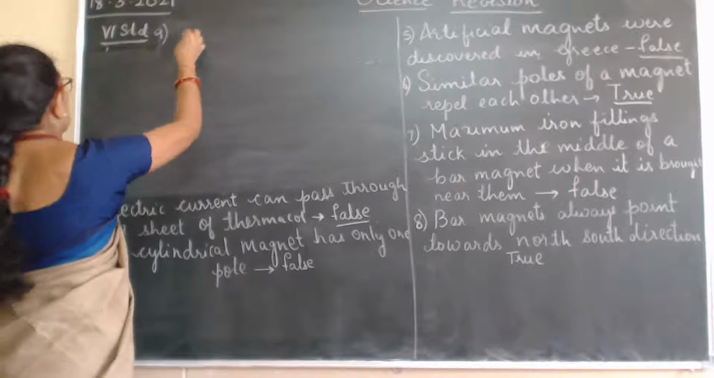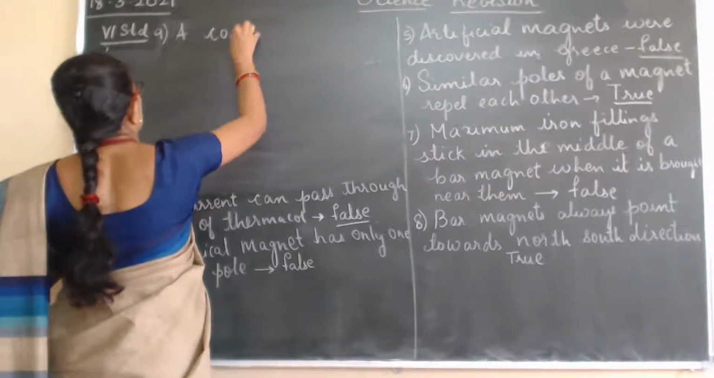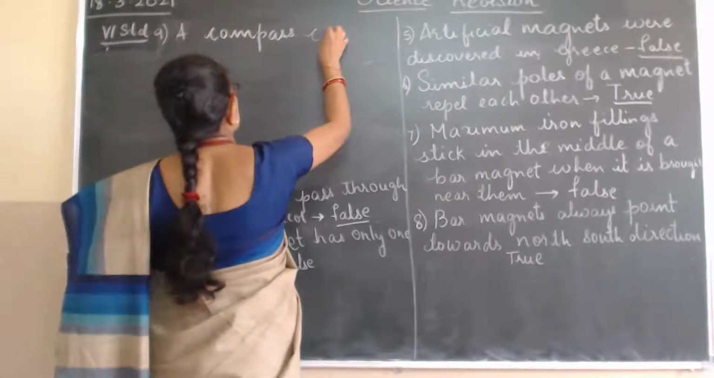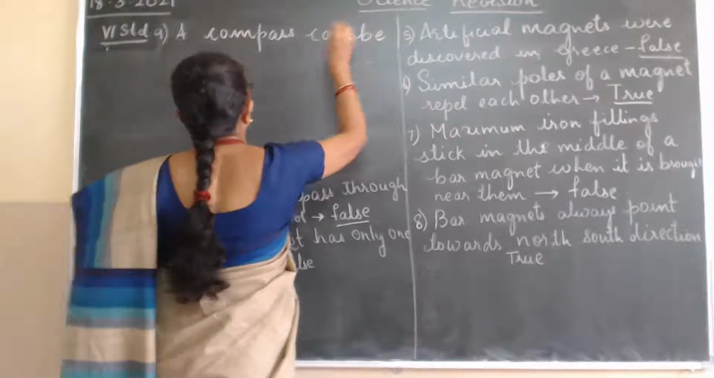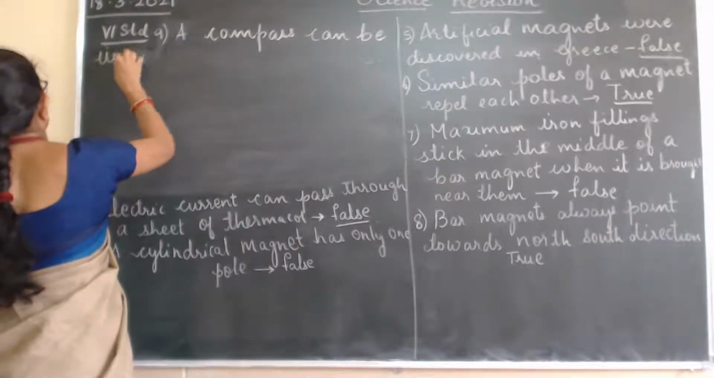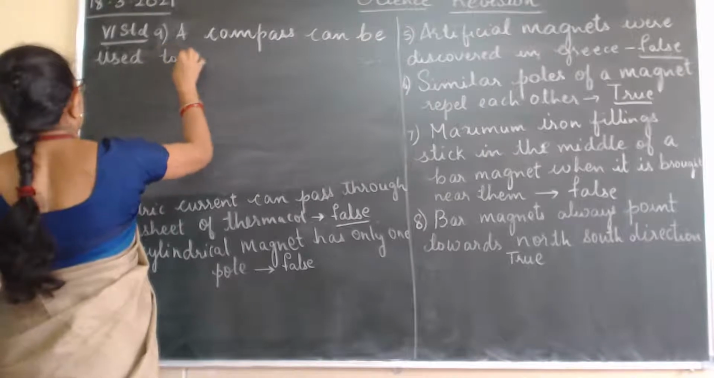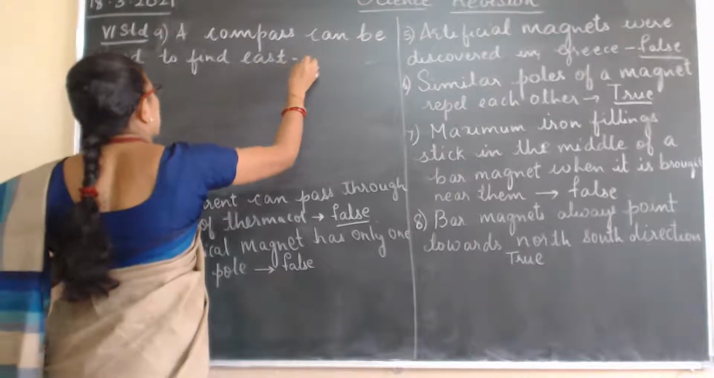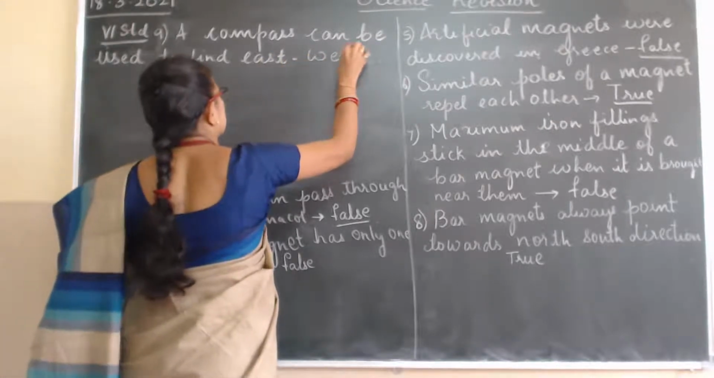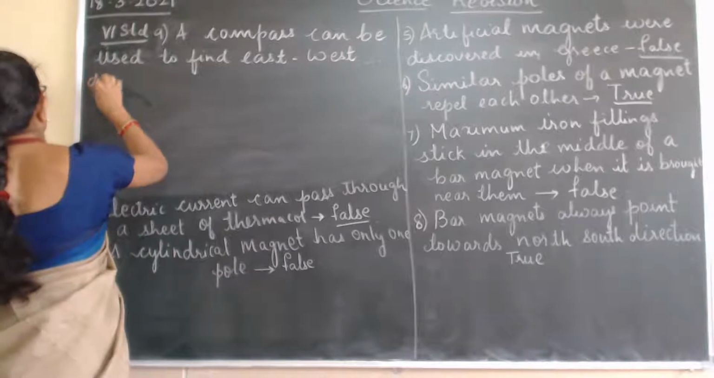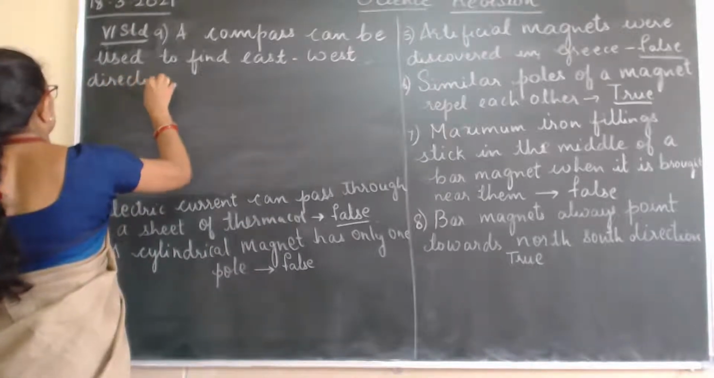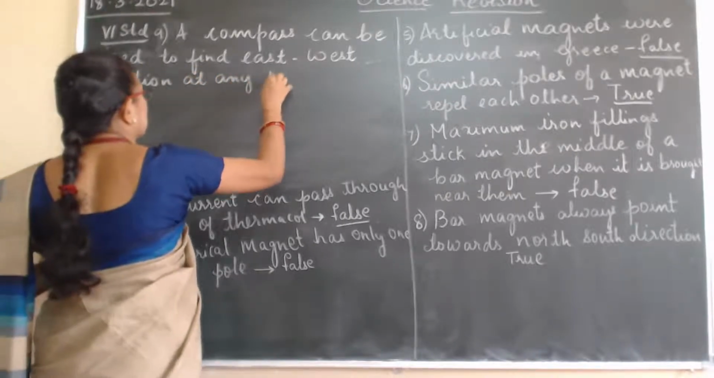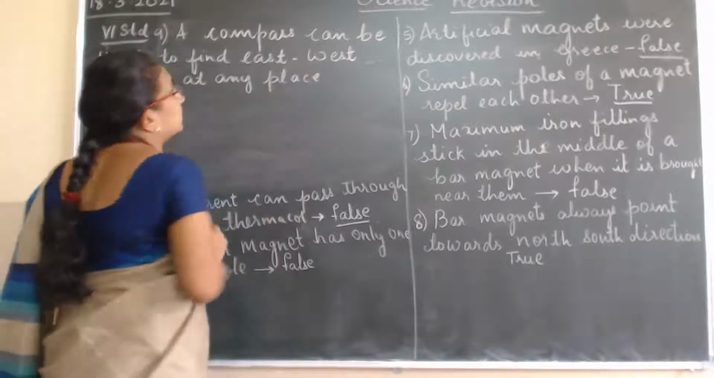What does the ninth one say? It is about a compass. A compass can be used to find east-west direction at any place. Okay, this sentence is whether it is true or false.